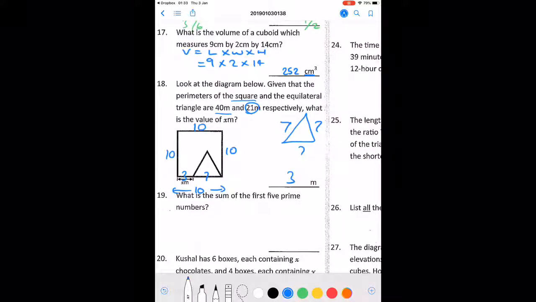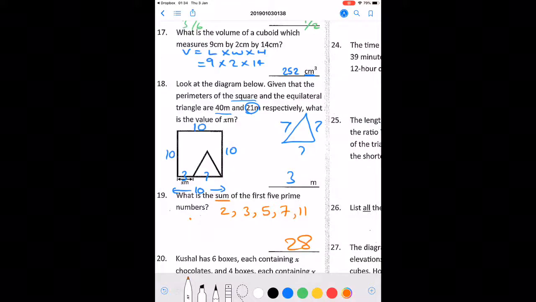Done. What is the sum? Now, the sum means they want us to add them. The first 5 prime numbers. Now, people say 1 is a prime number. No, it is not. Let's get rid of that. The first prime number is always 2, then 3, then 5, then 7. It is not 9. And then 11. So 1, 2, 3, 4, 5. So there's our first 5 prime numbers. If we add them all up, that gives us 28.